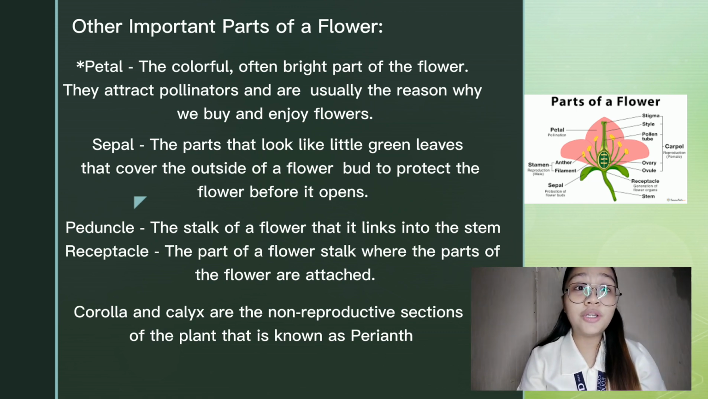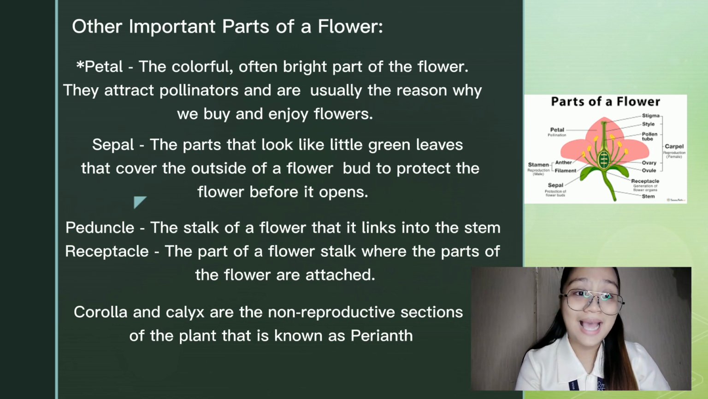The second important part of a flower is the sepal. The sepal is the part that looks like little green leaves that cover the outside of the flower bud to protect the flower before it opens. The sepals are the small leaf-like parts growing at the base of the petals. They form the outermost whorl of the flower. Collectively, the sepals are known as the calyx. The main function of the calyx and its sepals is to protect the flower before it blossoms.